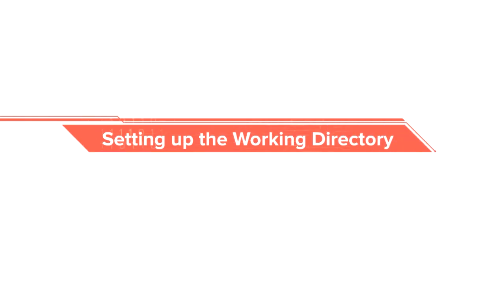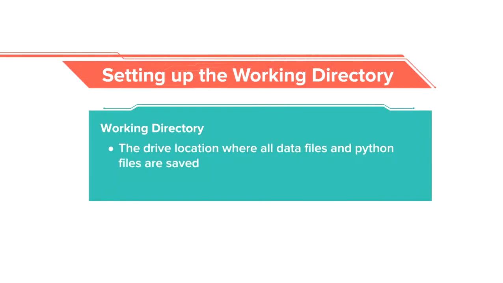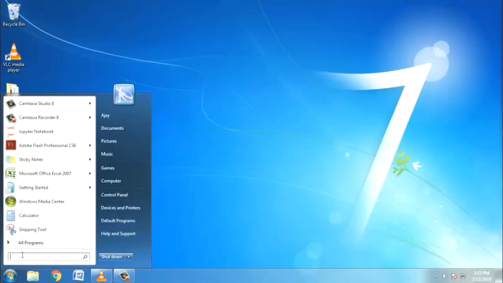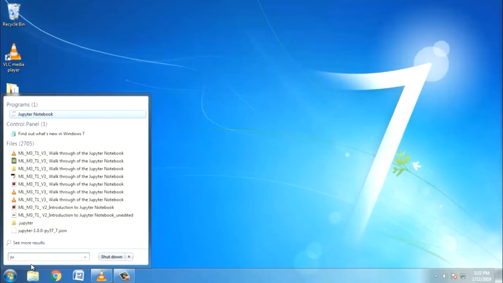Before we start with the programming, the first step is to set up our directory or the drive location where we will be saving all your data files and Python files. This drive location will be the one from where our program would work and hence is known as the working directory. So, let's open the Jupyter Notebook by selecting and clicking the Jupyter Notebook icon from the Start menu.